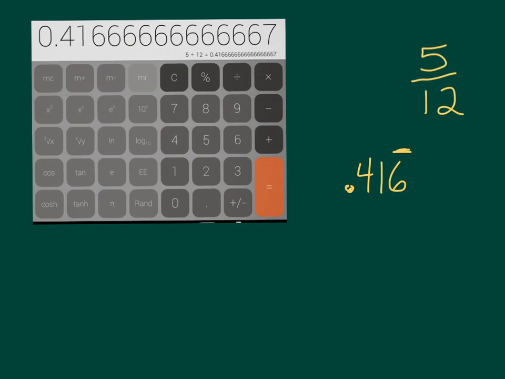If this fraction happened to be negative 5/12, it's going to be the exact same answer, except it's going to be 0.416, put the bar notation for repeating, and you'll just put a negative sign there. Now my repeating sign's a little sloppy here. All you need to do is one line going across it.